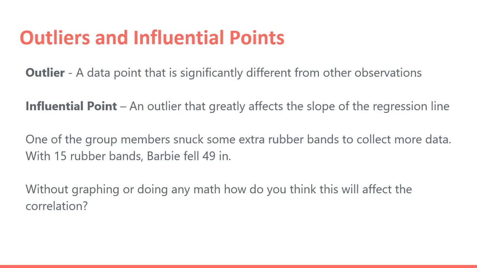Okay, so we're going to look at one example. A group snuck some extra rubber bands in. We only give you guys 7. They got 15, and with 15 rubber bands, Barbie fell 49 inches. All right, how do you think that information would affect our correlation?